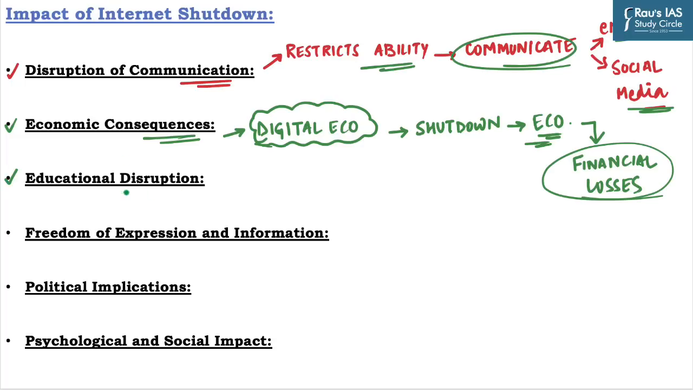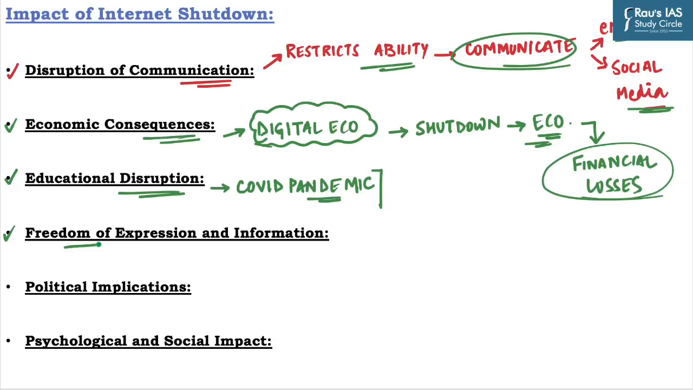The third one is educational disruption. With the increasing reliance on online platforms for learning and remote education, particularly after the COVID pandemic, the shutdown of internet services can significantly disrupt education, and students may lose access to educational resources, online classes, and more importantly, communication with the teachers, which will eventually hinder academic progress and create inequalities among different sections of society.